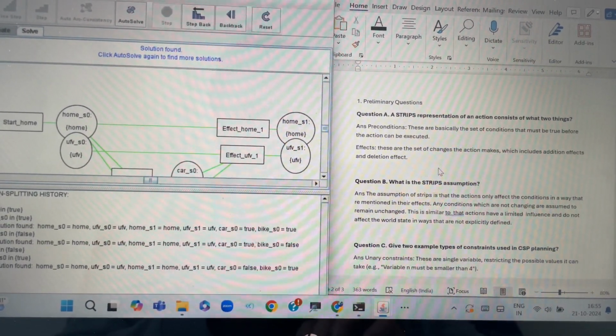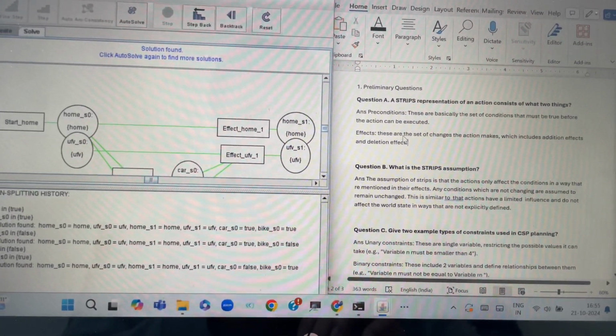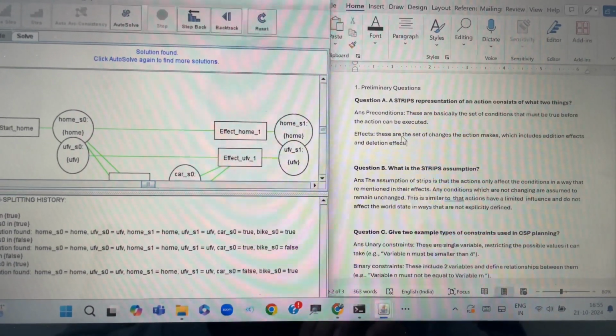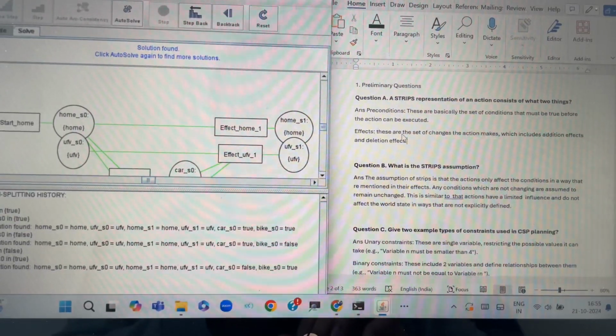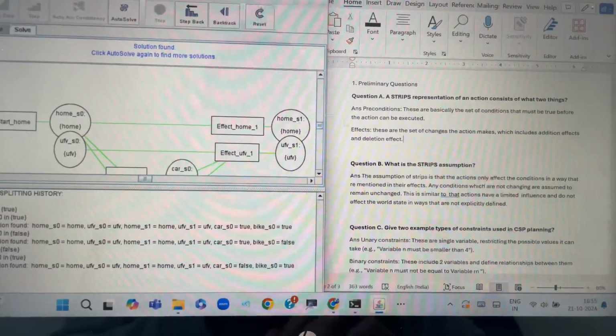Okay, next question. So what are effects? These are the set of changes that are made by an action, which includes the addition effects or the deletion effects.